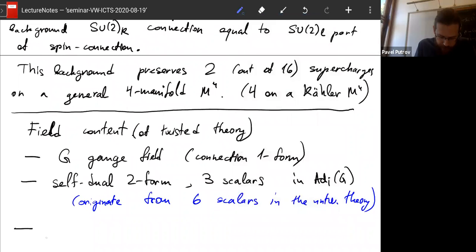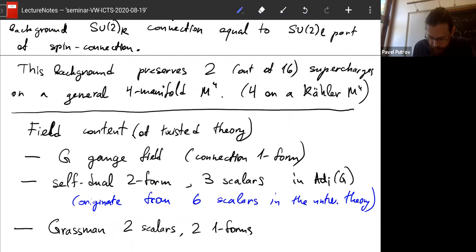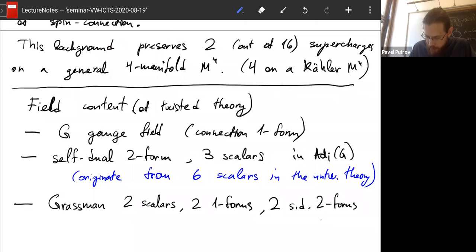And there will be the following Grassmann valued fields: 2 Grassmann valued scalars, 2 one-forms, and 2 self-dual 2-forms. Also, everything is in the adjoint. And this is obtained by starting from the fermions in the untwisted theory and twisting them.